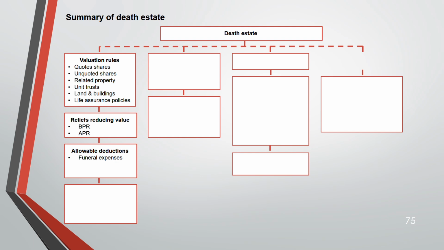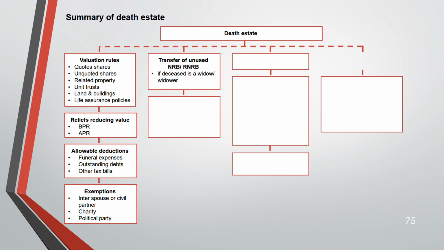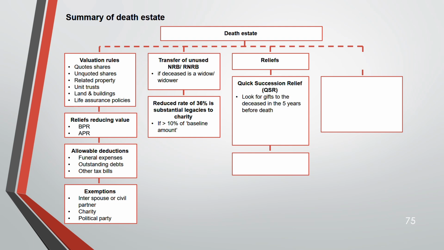Allowable deductions: funeral expenses, outstanding debts, and other tax bills. Then exemptions: we have inter-spouse, charity, political party. They are exempt to residue. Transfer of residence nil rate band and nil rate band. If the deceased is a widow or widower, you can reduce the IHT to 36% from 40% if you are leaving a substantial amount of legacy to charity. That is, you have to see the baseline amount. If your charity is more than 10% of the baseline amount, then only. Otherwise, it's 40.